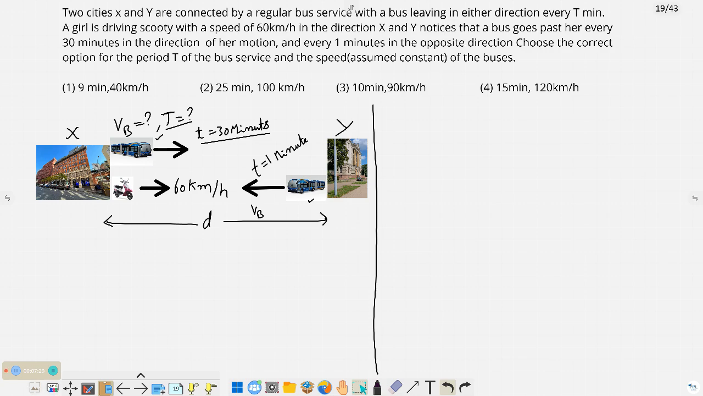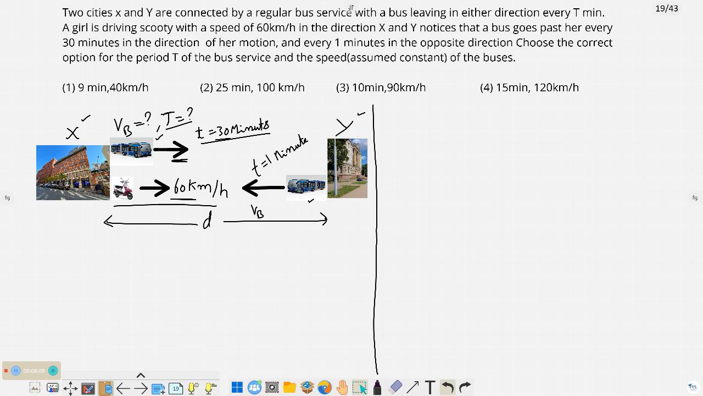A girl is driving a scooty with a speed of 60 km per hour in the direction X to Y. She notices the bus goes past her every 30 minutes when she is traveling from X to Y in this direction at 60 km per hour. At that moment, she observes that a bus is passing her every 30 minutes, that means every 30 minutes one bus is crossing in the same direction, and every 10 minutes in the opposite direction. That means one bus is starting from X, another bus is starting from Y.